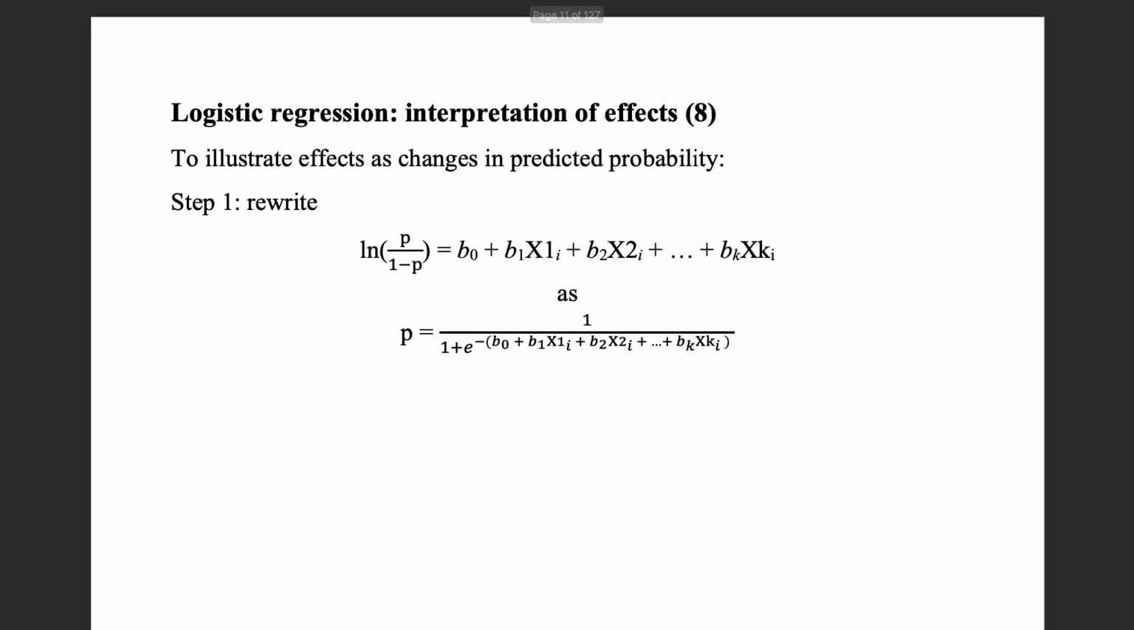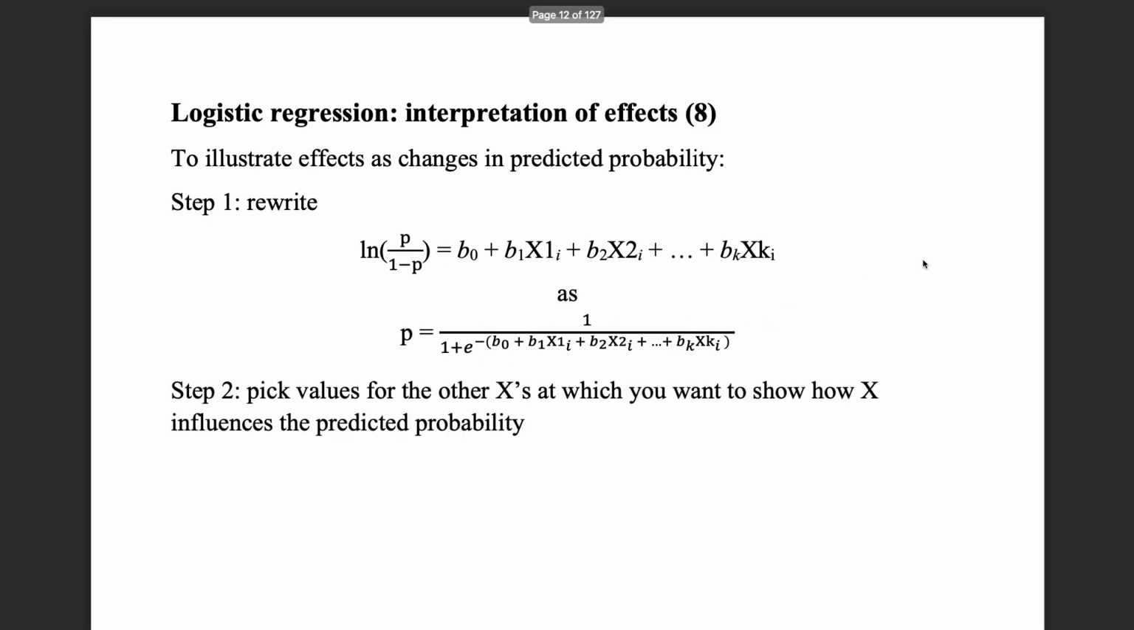Well, first thing, of course, if you have estimated your logistic regression model, then you get a linear additive model for the predicted log odds. Well, first rewrite this model in such a way that you get a model for the predicted probability, right? So whatever your regression coefficients are that you estimated for these models, put the values of those into this formula for the predicted probability. So that's step one.